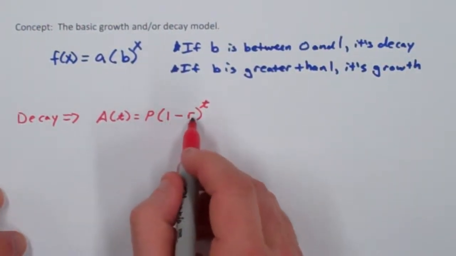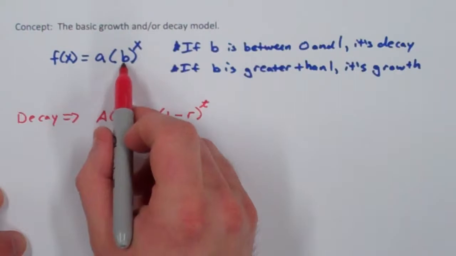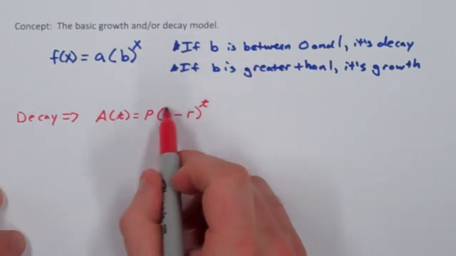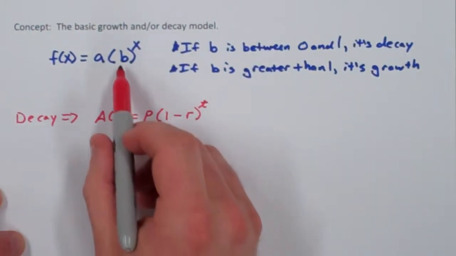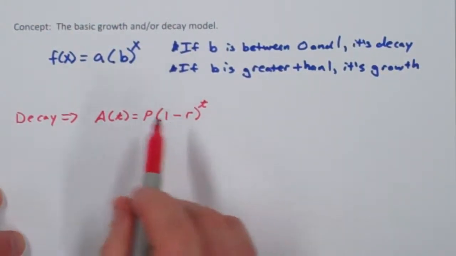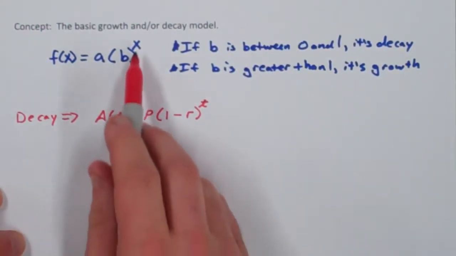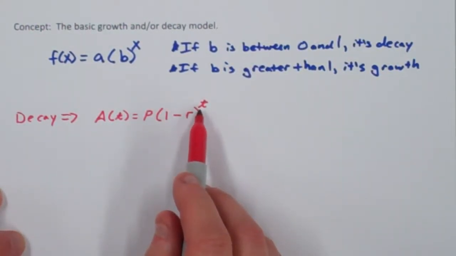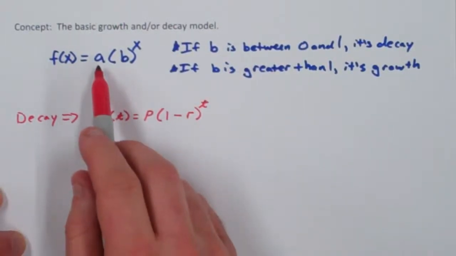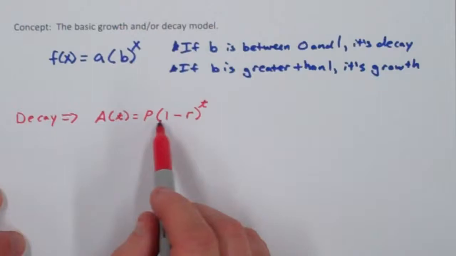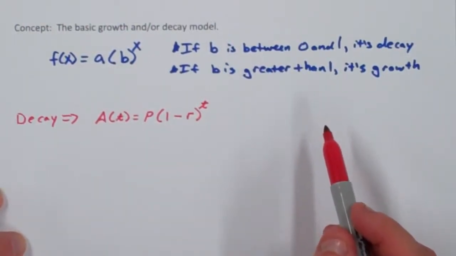So this 1 minus r is going to give you some number that's between 0 and 1. That's where that middle part comes from. But you can see that the structure is pretty much the same. You've got some function. In this case, x is t. We just use t to mean time. It's still an exponent. And p is the initial amount. And then 1 minus r will give you your base.